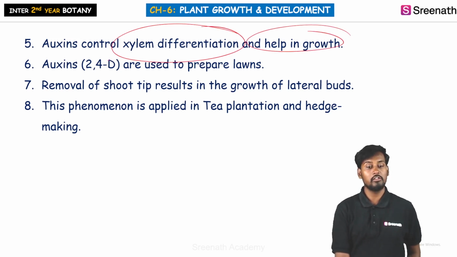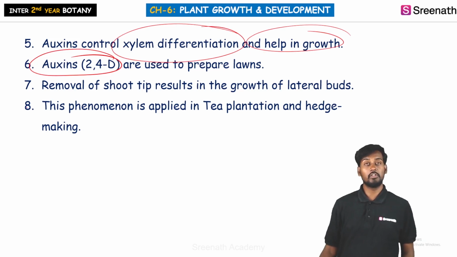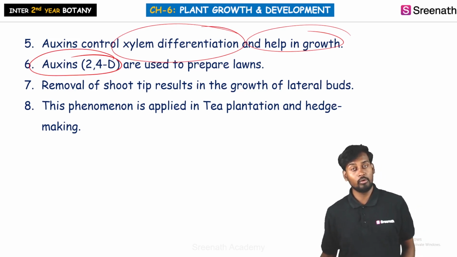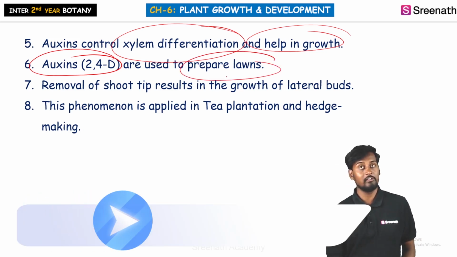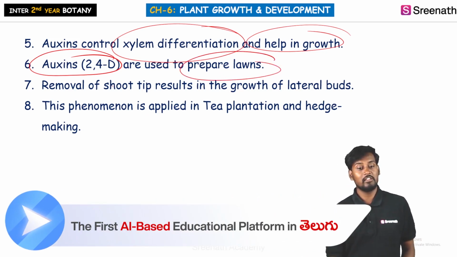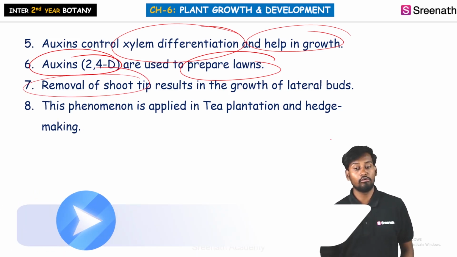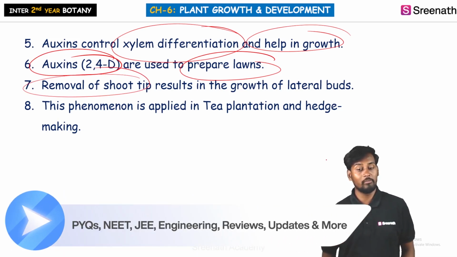Besides this, the synthetic form of auxin, 2,4-D, is used as a weedicide to control dicot weeds and to prepare grass lawns. By removing the shoot tip, that is the apex of the shoot, we can remove the dominance of the auxins, and thereby remove apical dominance. This is widely practiced.